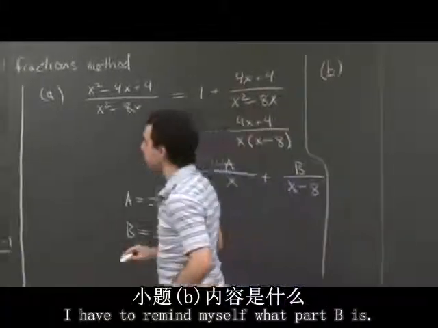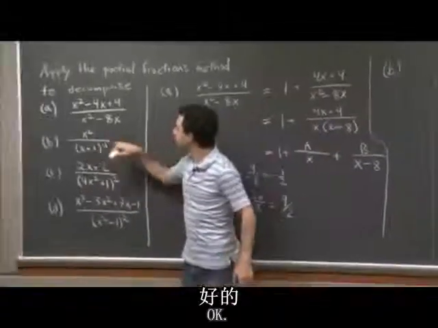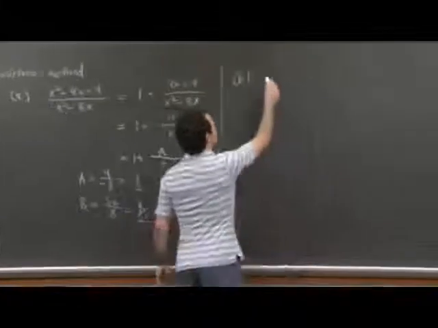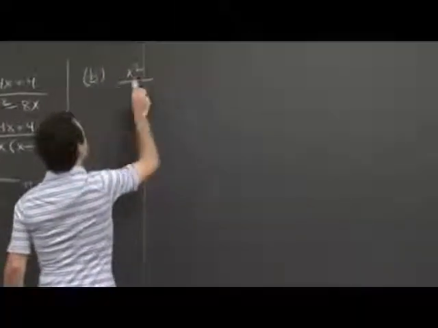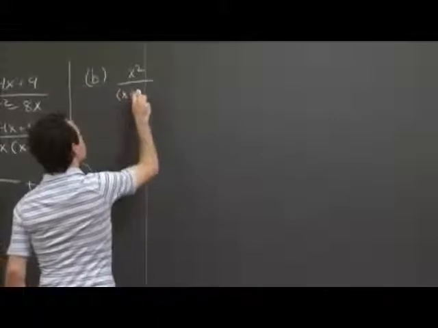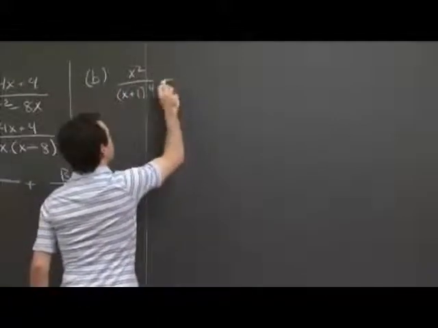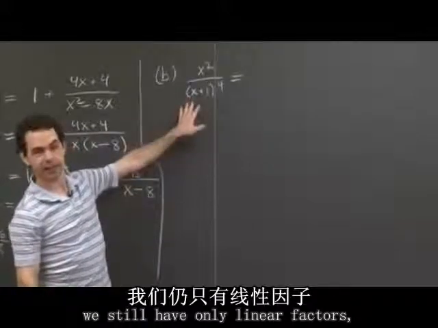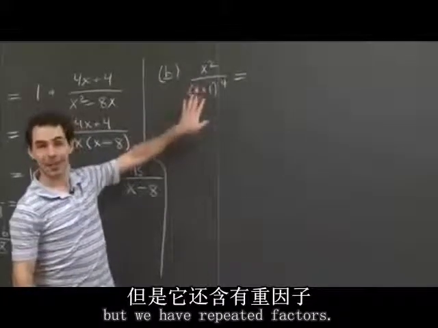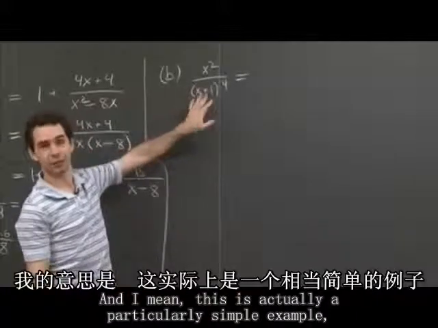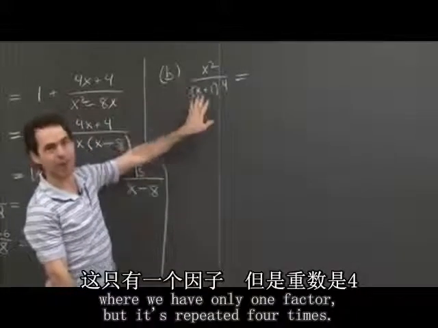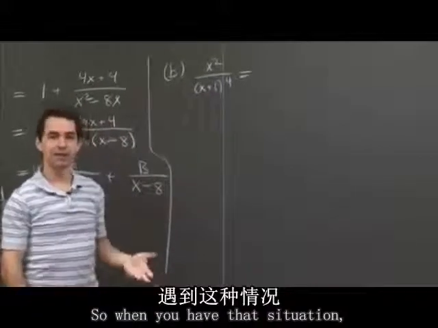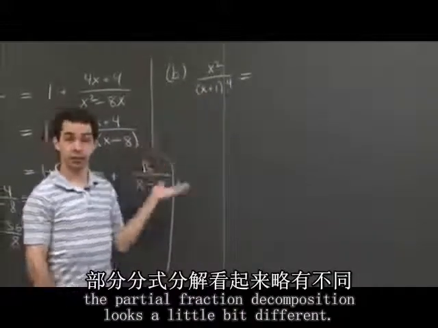I have to remind myself what part B is. Okay, so part B is x squared divided by x plus 1 to the 4th. So in this case, in the denominator, we still have only linear factors, but we have repeated factors. And this is actually a particularly simple example where we have only one factor, but it's repeated 4 times, right? 4th power. So when you have that situation, the partial fraction decomposition looks a little bit different.